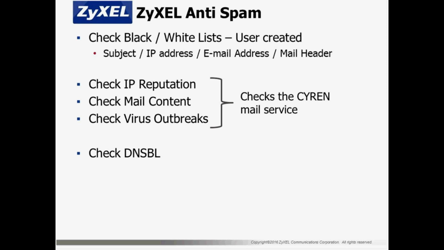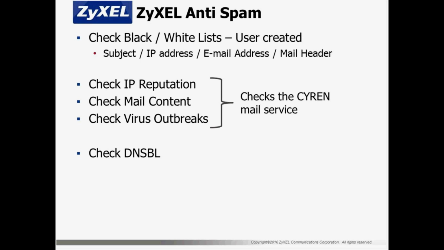Okay, so we check black and white lists. We can put in here subjects, IP addresses, email addresses, mail headers. So again, we can start locking some of this out by our own creation. Okay, so again, trusted IP addresses, we might want to whitelist. We might want to blacklist things that have been hit before, or known addresses.